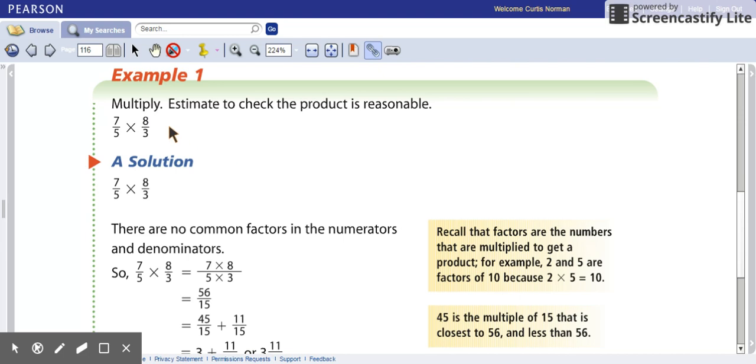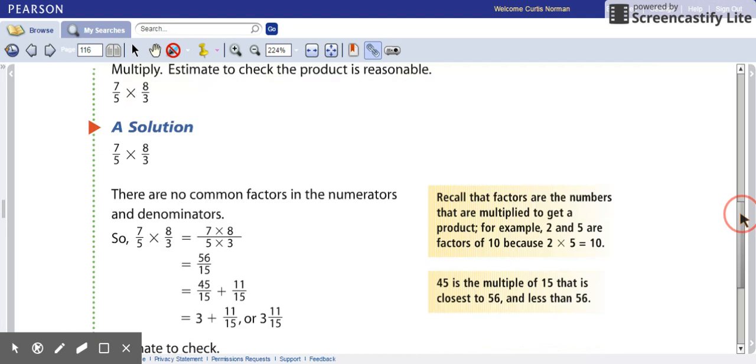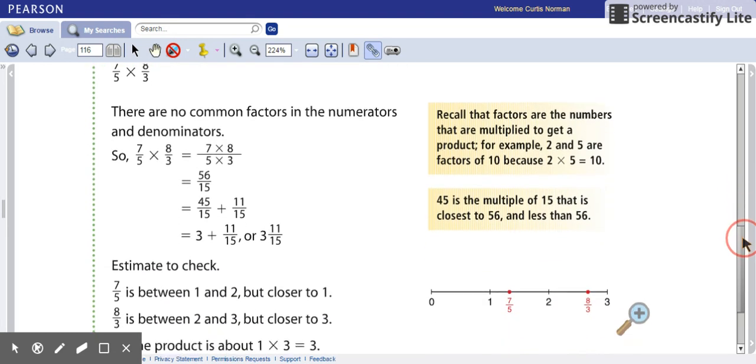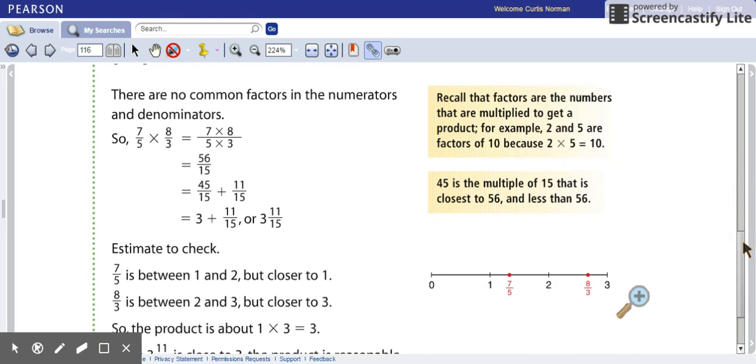So let's take a look at what your actual answer is. If we use the rule, multiply your numerators together, so 7 times 8, if you remember, is 56, and 5 times 3 is 15. So your answer should be 56/15, or 56 over 15. If you take a look, now they do something here. I want to draw your attention to this. So here's our 56/15, and some of you might just leave your answer as that.